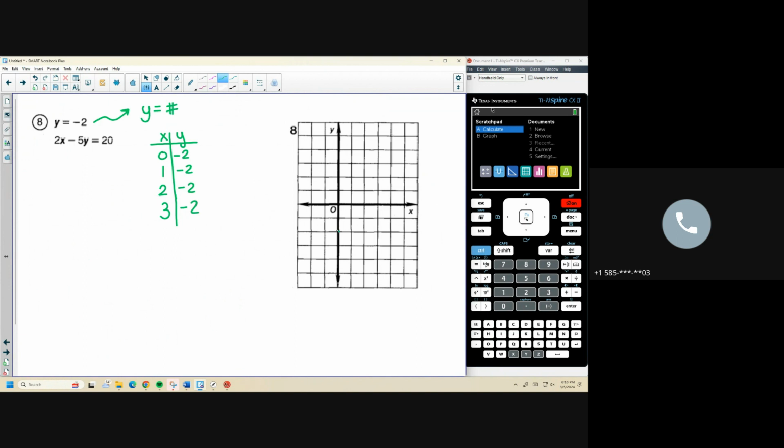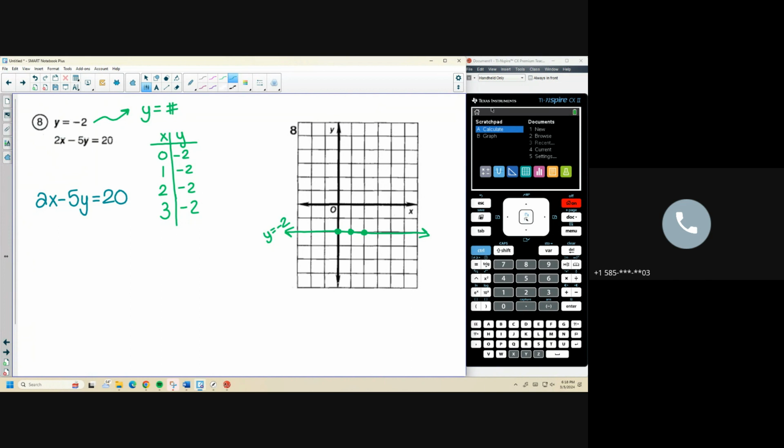So 0, -2 is this point right here. 1, -2 is here. 2, -2 is here. And I can see this is going to be a horizontal line. Do not forget to label your line. And don't forget to put arrows on the end. My second equation is 2x minus 5y equals 20. If I want to graph this without my calculator, I would need to get y alone.